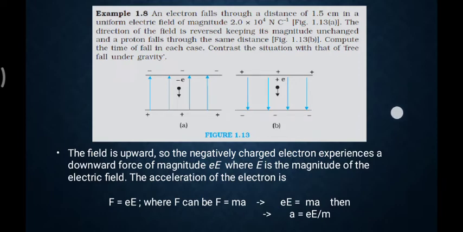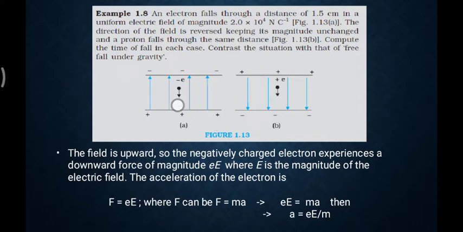Okay, so in the first case we have two plates separated by 1.5 centimeter, and the upper plate is negatively charged, the lower plate is positively charged. In the other case we have a separate setup with positive and negative plates. The electron repels from the negative plate and is attracted towards the positive plate, so it will go downward. This is the direction of the electron's motion. This blue arrow shows the direction of the electric field.